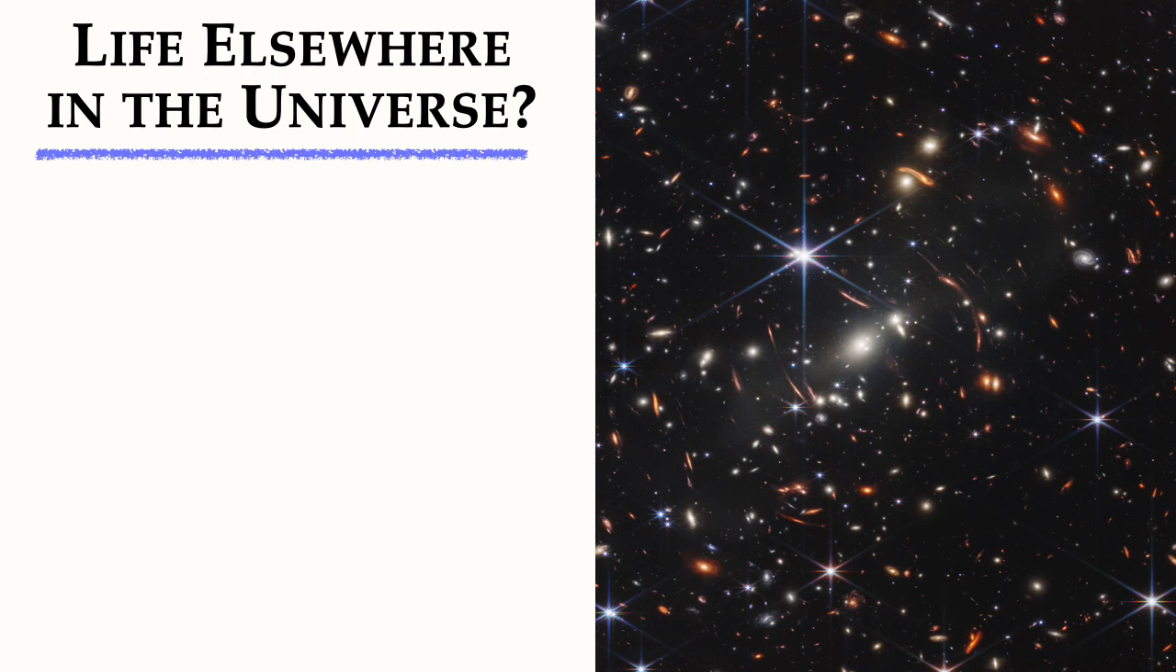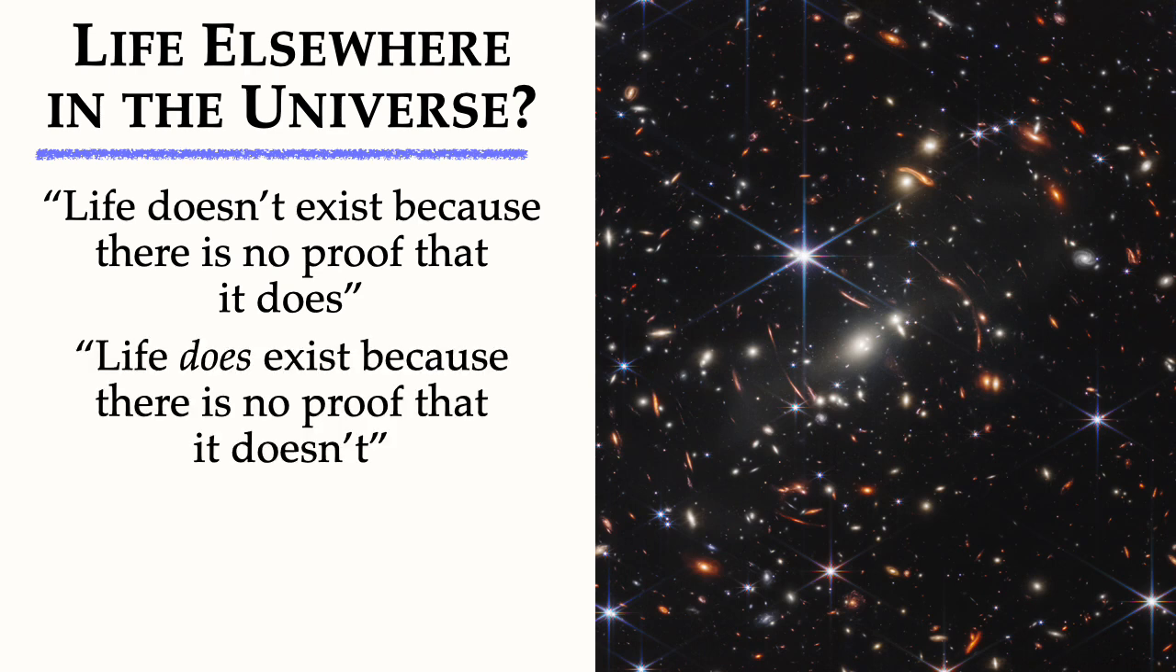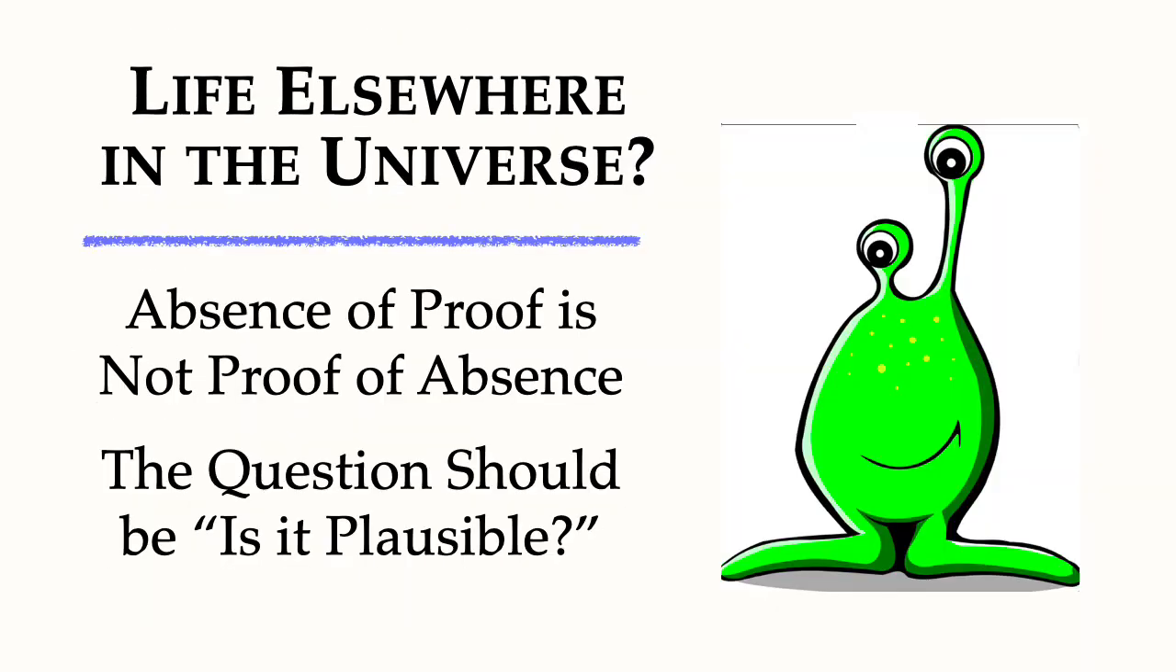Now, one we talked about already: is there life elsewhere in the universe? Well, you could say it doesn't exist because there's no proof that it does. Or you say it does exist because there's no proof that it doesn't. Both of these are wrong. We don't know, and we should base our choice on probability. And the probability is that there probably is life.